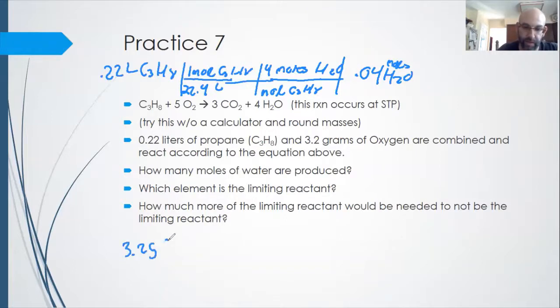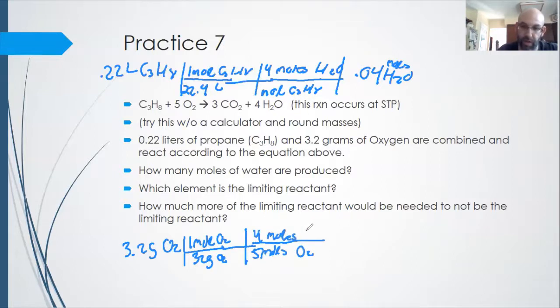So down here, 3.2 grams of oxygen. The molar mass of oxygen is 32 grams per mole. And in this equation, it takes 5 moles of O2 to make 4 moles of water. Okay, so 3.2 divided by 32 is 0.1. Okay? And then rather than trying to divide by 5 and multiply by 4, 4/5 is 0.8. Okay, so 0.8 times 0.1 is 0.08. All right, and that is moles of water.